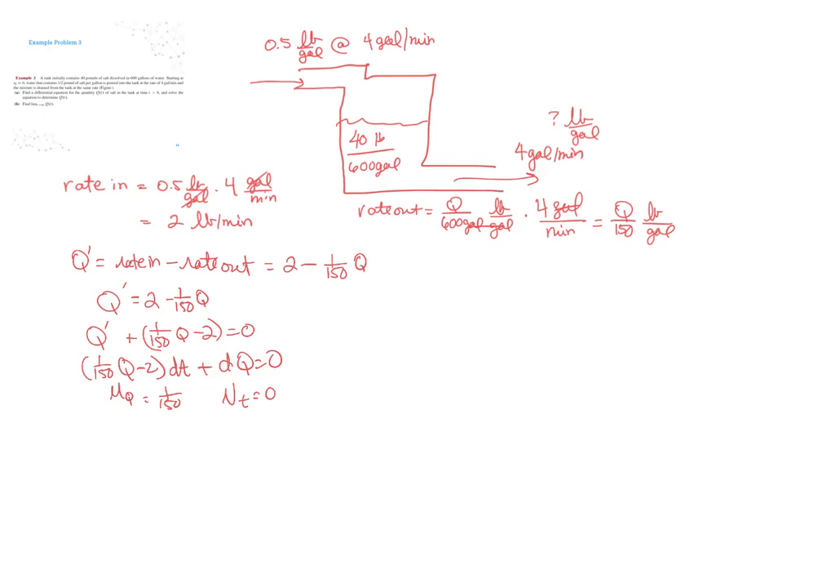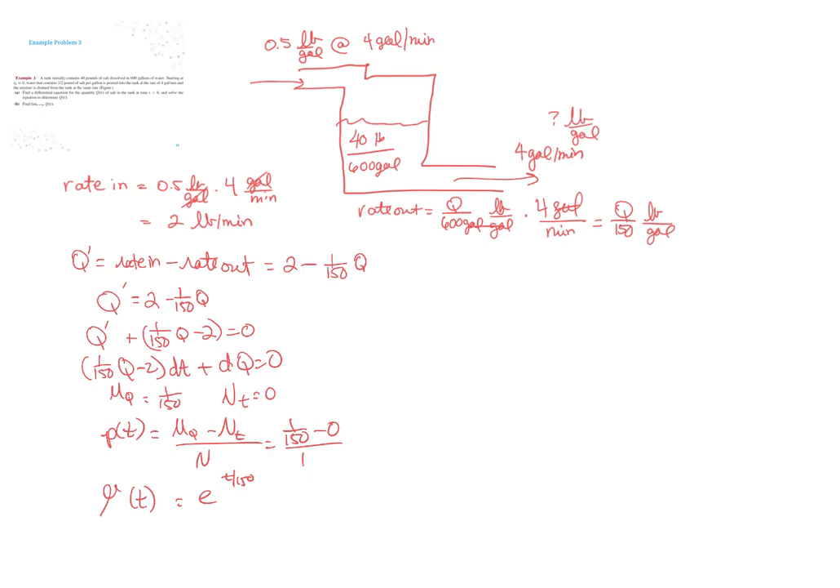So we need to find our integrating factor. Our integrating factor mu of t would be M sub Q minus N sub t, all over N, or 1 over 150 minus 0 over 1, which is just 1 over 150. So our integrating factor is going to be e to the t over 150. I'll leave that integration to you to work out, which is pretty straightforward.